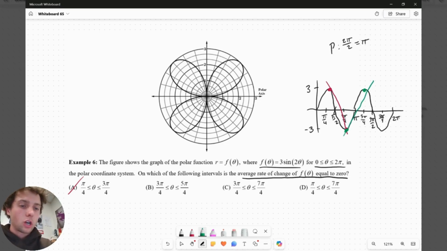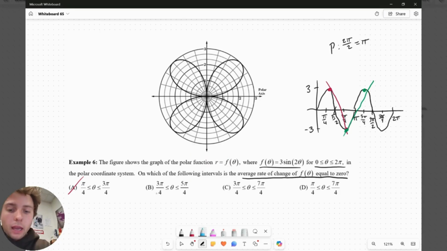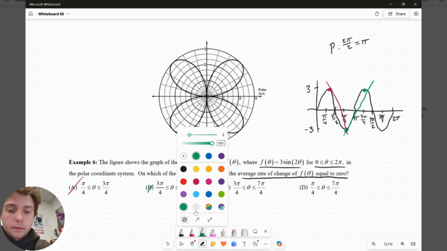That rate of change is going up. I missed this dot a little bit, but you get the point. That is then a positive rate of change. That one is now gone.